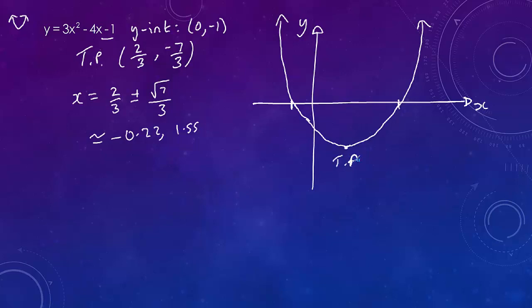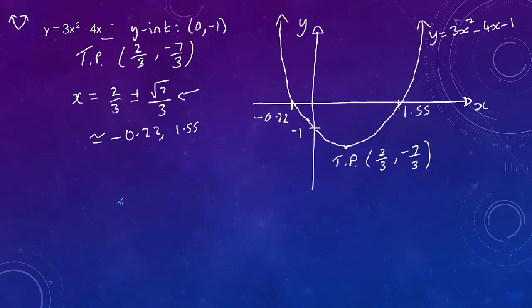And then we've got the turning point here, and we know that that's at (2/3, -7/3), and we'll just put this one as 1.55 and -0.22. Of course, we could put the exact values here on, and we know that the y-intercept here is at -1, and then we should label. So this is y equals 3x squared minus 4x minus 1.